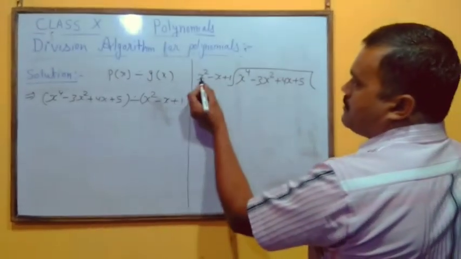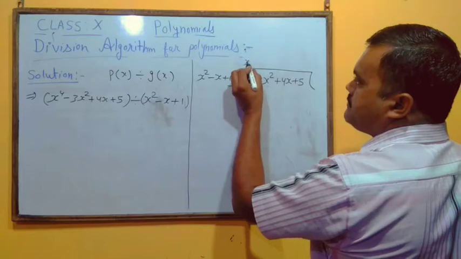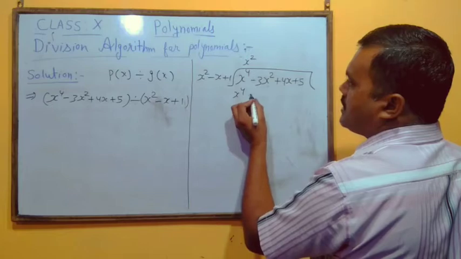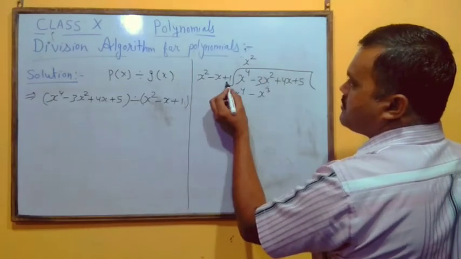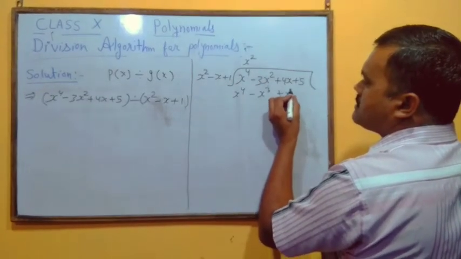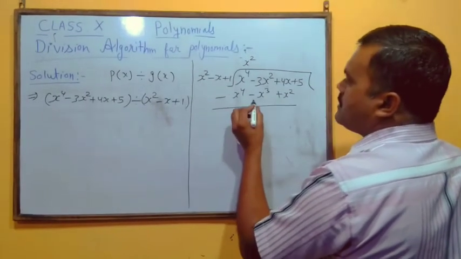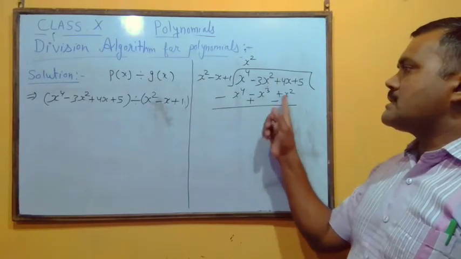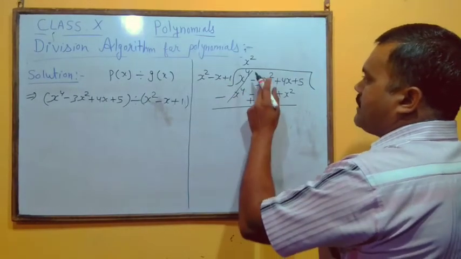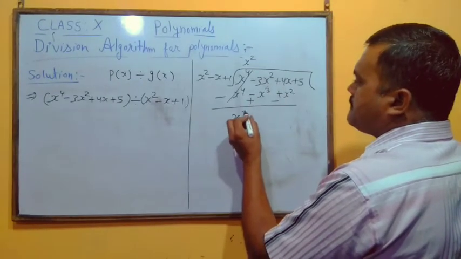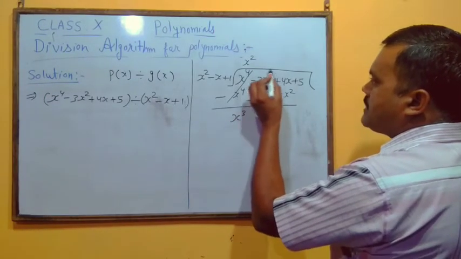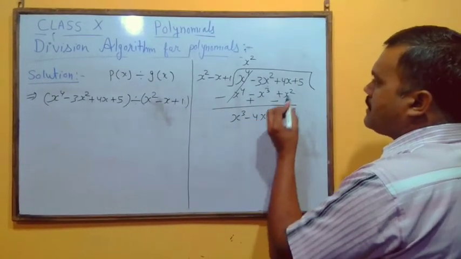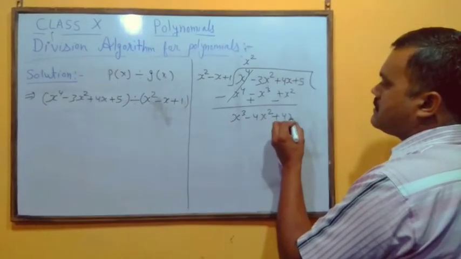We need to get x4 by multiplying something to this, so we'll write x square. So x square will be multiplied to get x4, and this is multiplied to get minus x cube, and this is multiplied by 1 to get plus x square. And I'll subtract, so the sign will be changed. Now you can see there is no x cube term anywhere, so we will write this x cube here. Then this is 3x square minus and one more x square, so minus 4x square, and this 4x, and finally this 5.